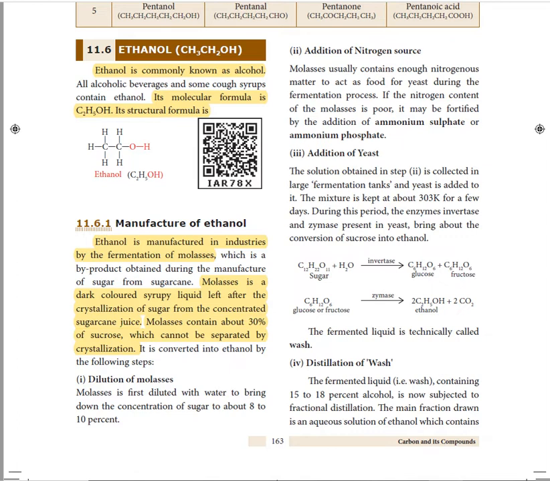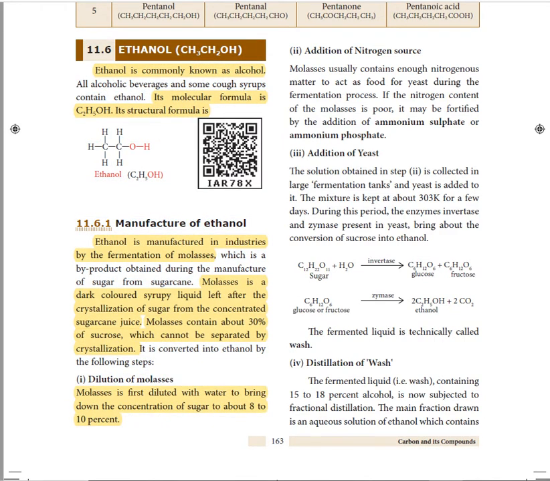Why does the molasses have to be diluted? Because we have to bring down the concentration of sugar. Already I told you it contains 30% of sucrose. So we have to bring down the concentration to 8 to 10%. So it has to be diluted.